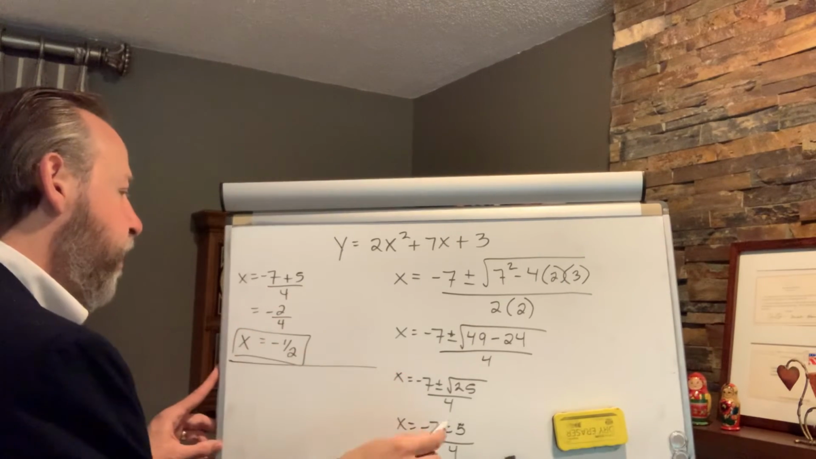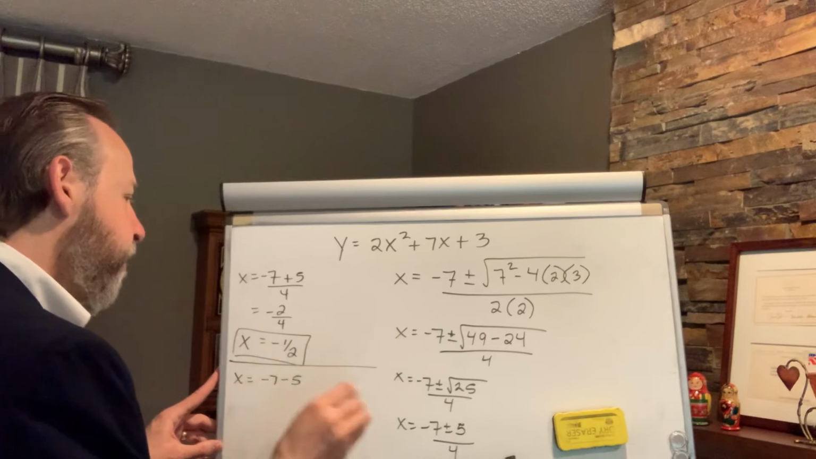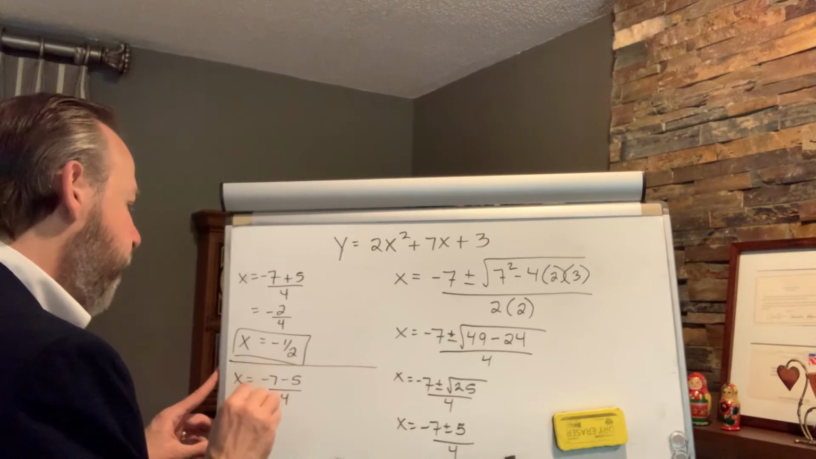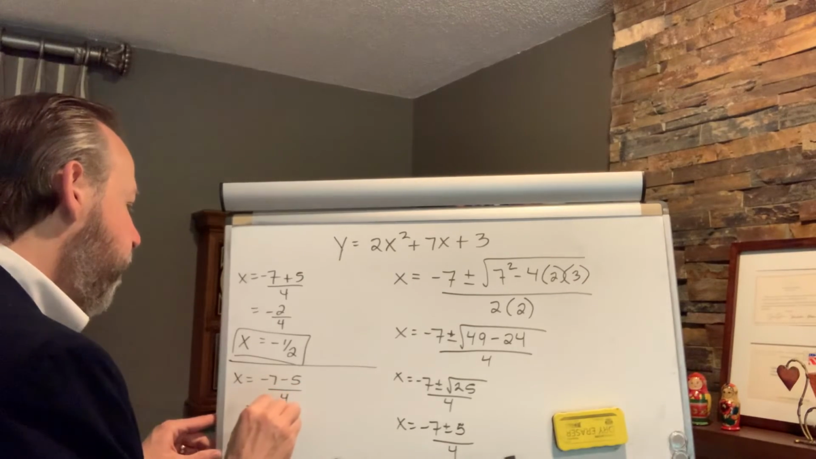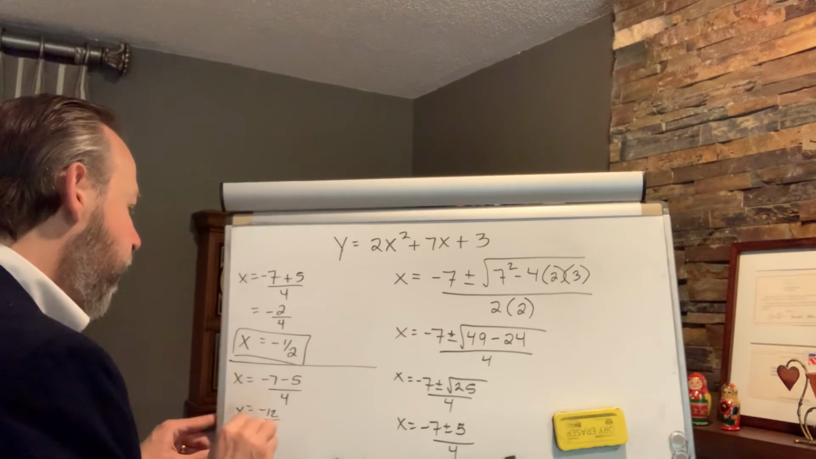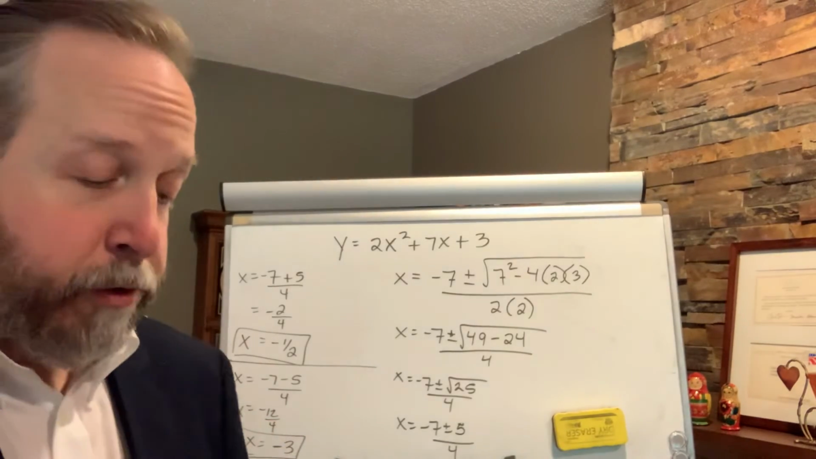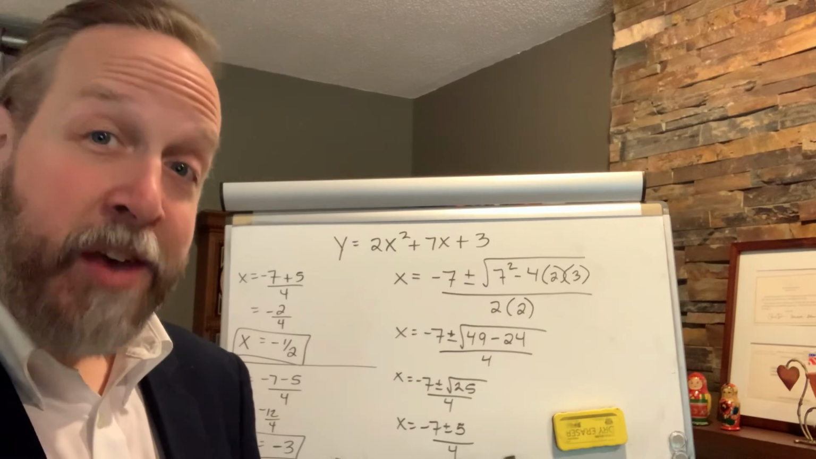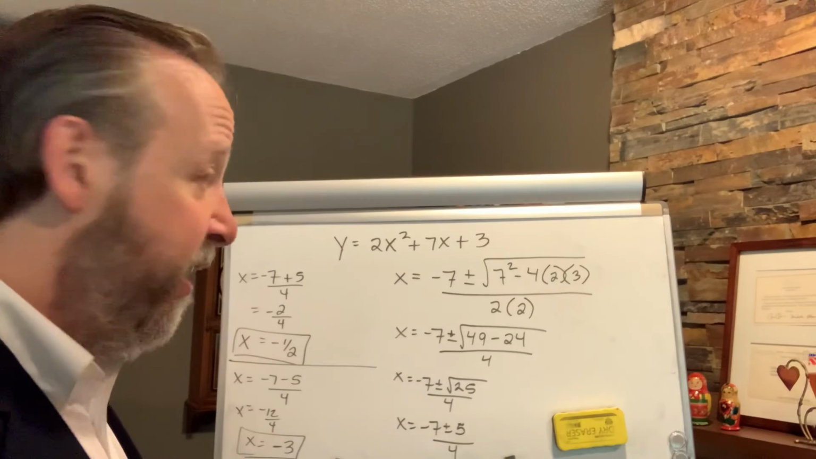But I also have to do the other aspect of it. Negative 7 minus 5 divided by 4. Negative 7 minus 5 is negative 12 divided by 4. And that's negative 3. So I found the 2 places on the x-axis where that parabola would cross. Negative a half and negative 3.